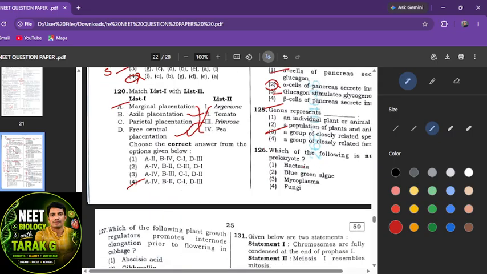126. Which of the following is not a prokaryote? They have given Mycoplasma. This is the fungi. Mycoplasma is a prokaryote, and this is the answer.